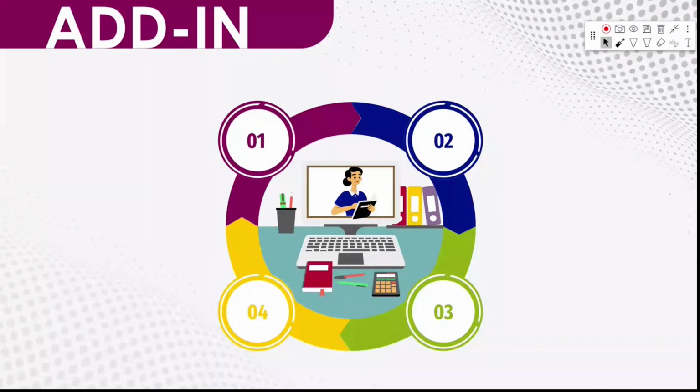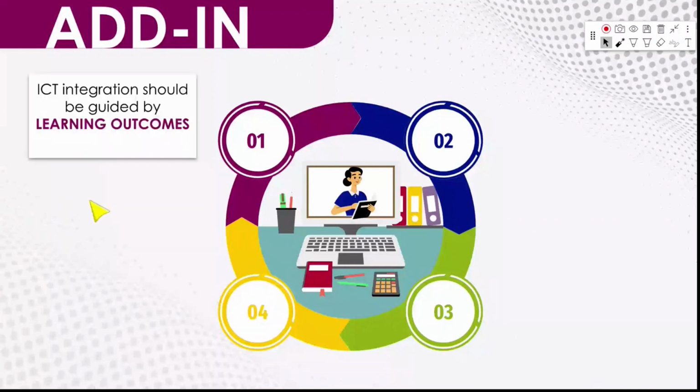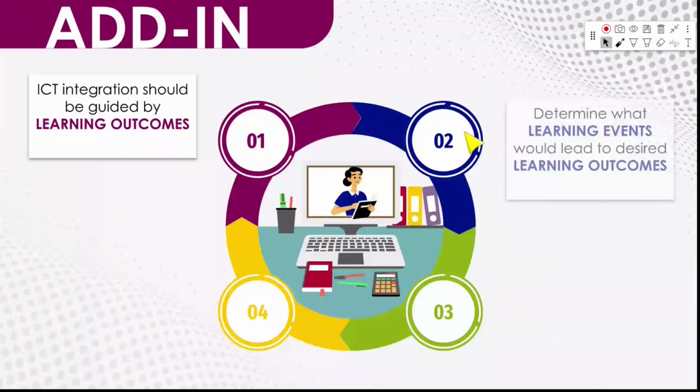So the key thing is, any ICT integration, anything that we do, is guided first and foremost by our learning outcomes. We should never have it the other way around. Secondly, we need to determine the kind of learning events that could take us to those learning outcomes. So if you bear with me with these steps, first we figure out what the learning outcomes are. In this session, my learning outcomes are simple: I want you to understand different pedagogical theories in terms of e-learning, and I want you to know how to implement them.